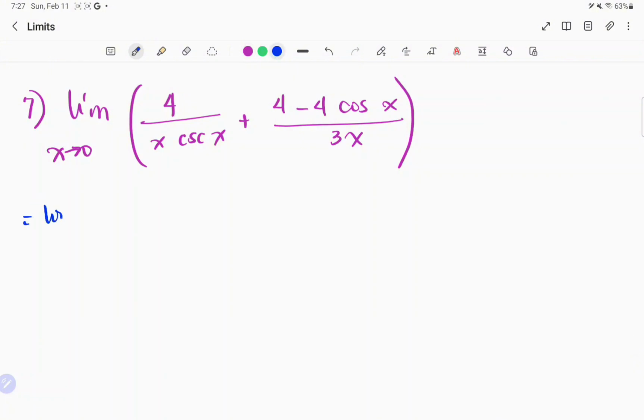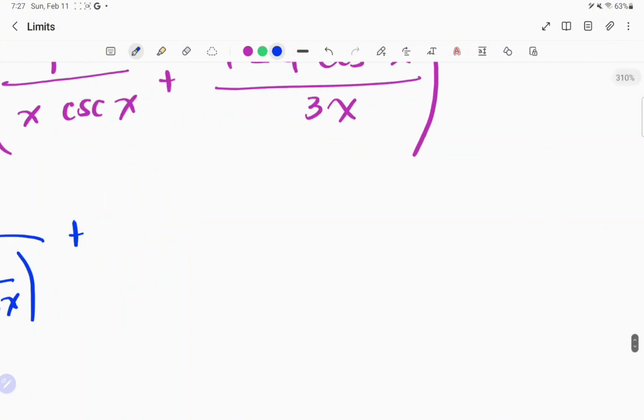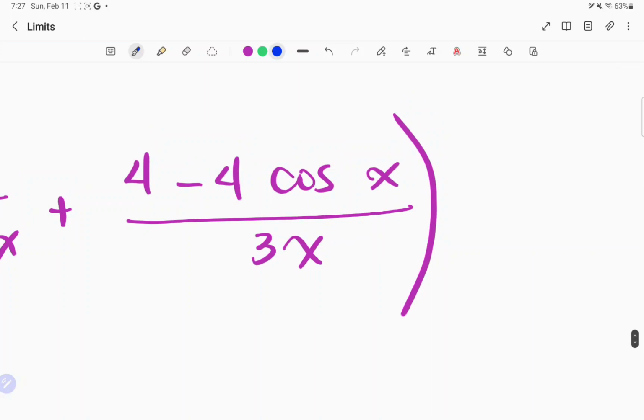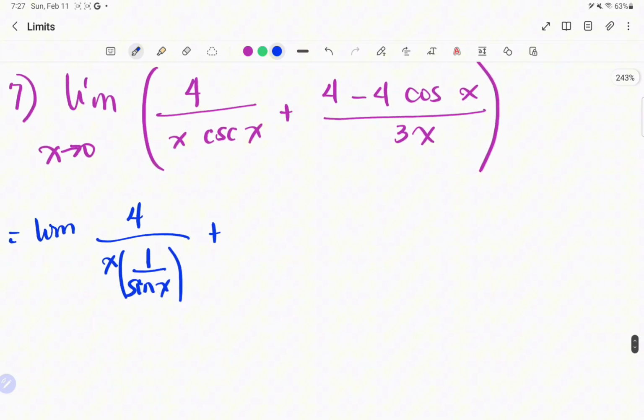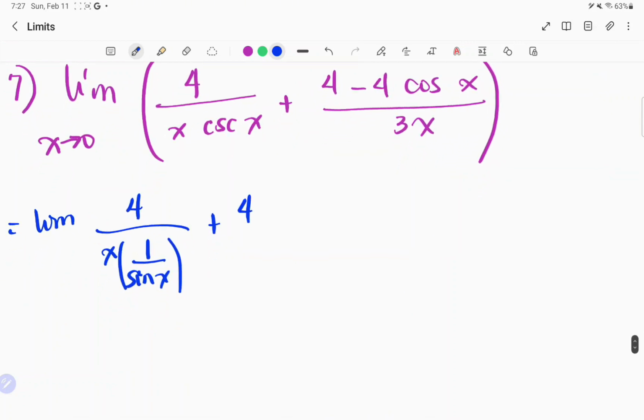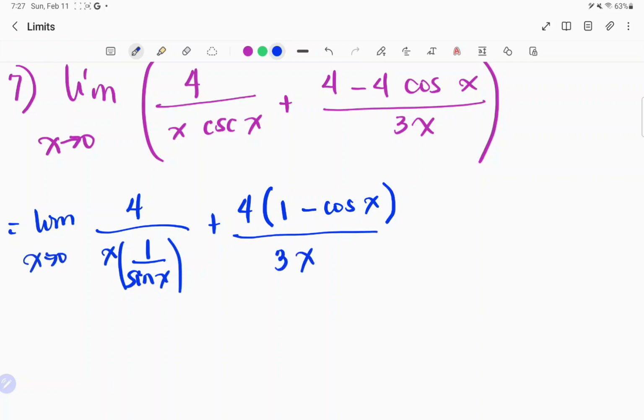We have the limit of 4 over x, and this cosecant by trigonometric identity is the same as 1 over sine x, plus the common factor of the second term. The common factor of this numerator is 4. The first term and the second term have 4. So we have 4. You have to factor it out. It will become 1 minus cosine x over 3x as x approaches 0.